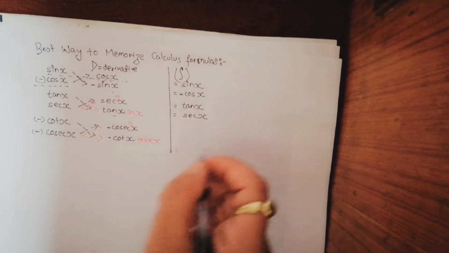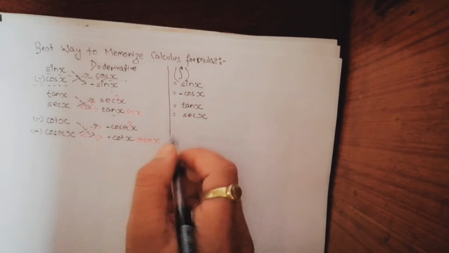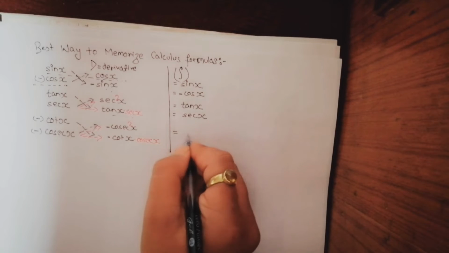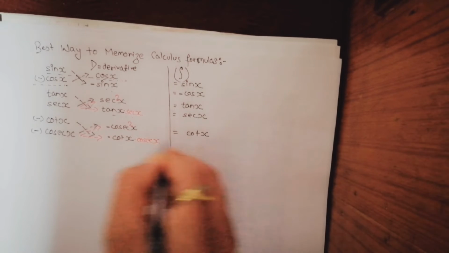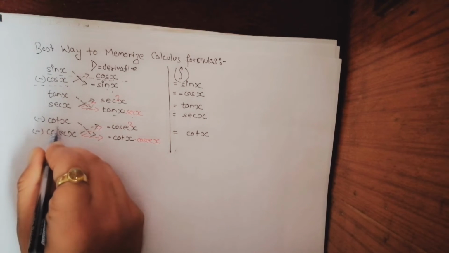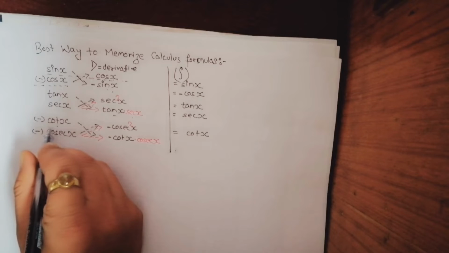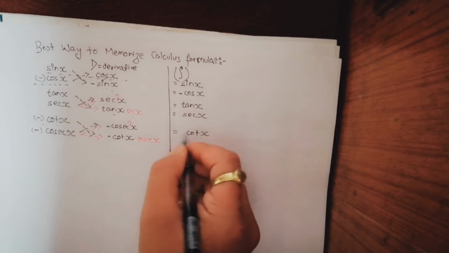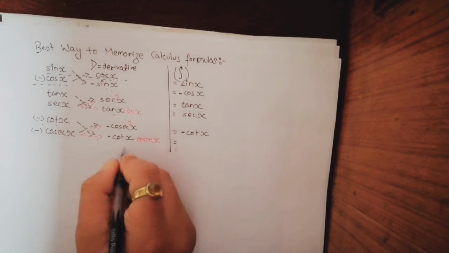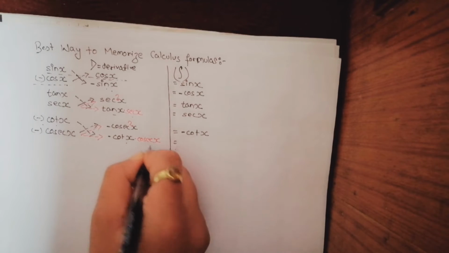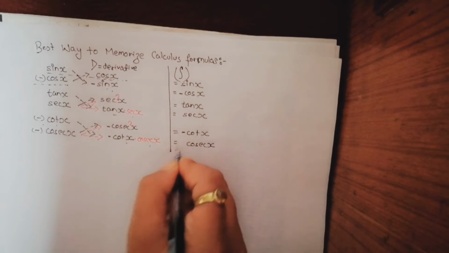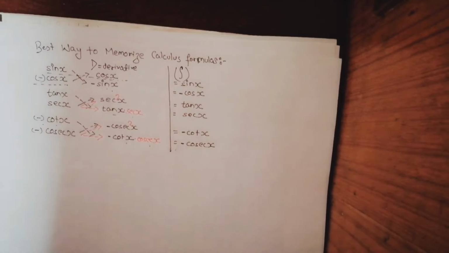And if I am talking about the integration of cosec square x, it will be just cot x, and you need to remember that cot x contains one negative sign, so it will be minus cot x. So if I'm talking about the integration of cot x cosec x, it will be just cosec x, and that will again contain the negative sign.